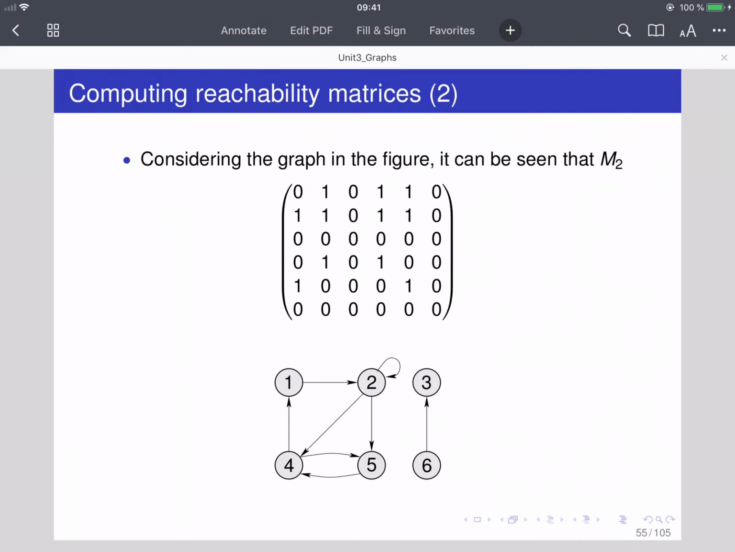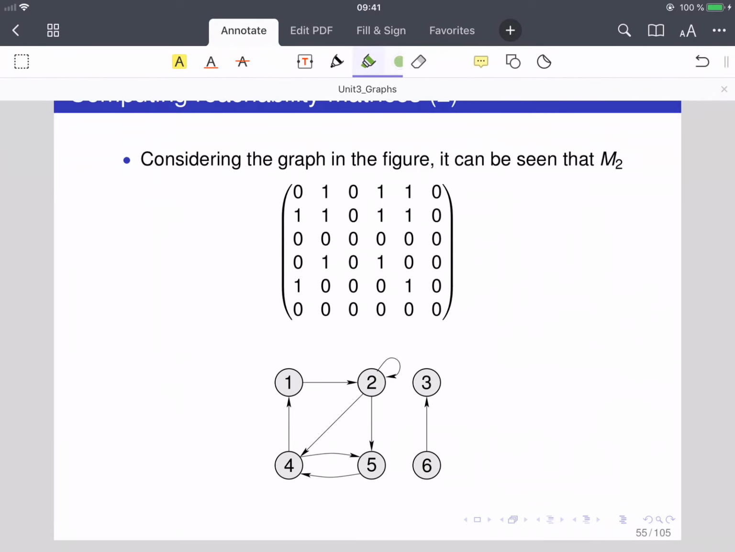imagine that we are trying to compute the two reachability matrix for this graph in the diagram, and we can see that, for instance, from 1 to 2 I can follow this arrow and then this arrow, okay? So I can go from 1 to 2 with a path of length 2. So I can write a 1 in position 1, 2, because I can go from 1 to 2 with a path of length 2, okay?